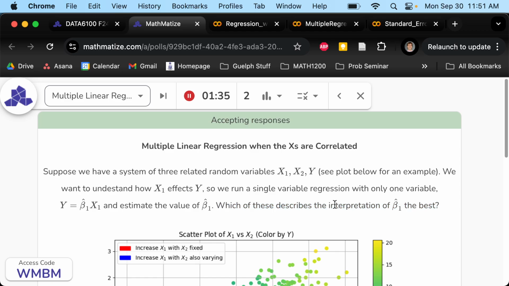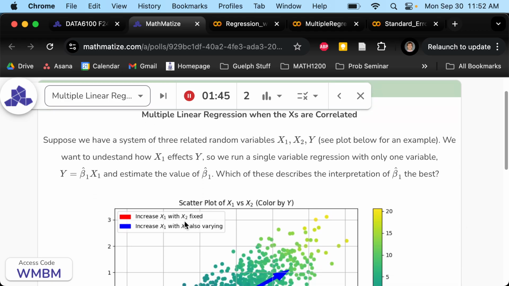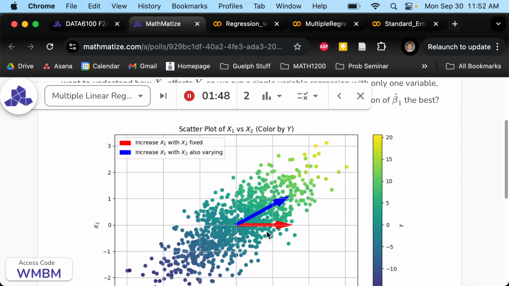So beta hat 1 is something that came out of the computer, but now I'm asking you to use your skills of thinking and interpret beta hat 1 in English words, okay? And the 2 options are basically this blue arrow and the red arrow. So the red arrow says increase x1 with x2 fixed, so you're only increasing in the x1 direction. And the blue arrow says increase x1 and x2 at the same time. So x1 and x2 both increase.